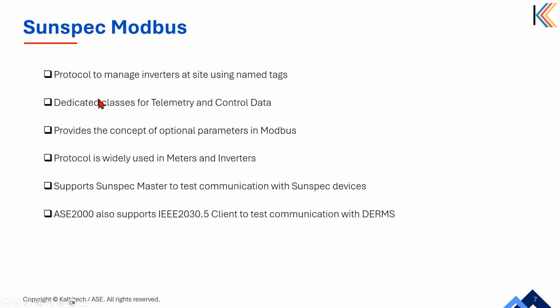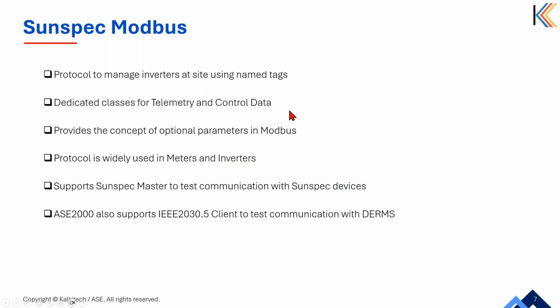And there are specific classes for telemetry and control information. Some classes are dedicated to telemetry, like currents and voltages, active power, reactive power. So that information is categorized into a telemetry class. In some other cases, the DERMS needs to send controls, and those controls from the site gateway will be passed down to the inverters as schedules. That is generally termed as control in DER or SunSpec communication. So that's also handled in separate classes.